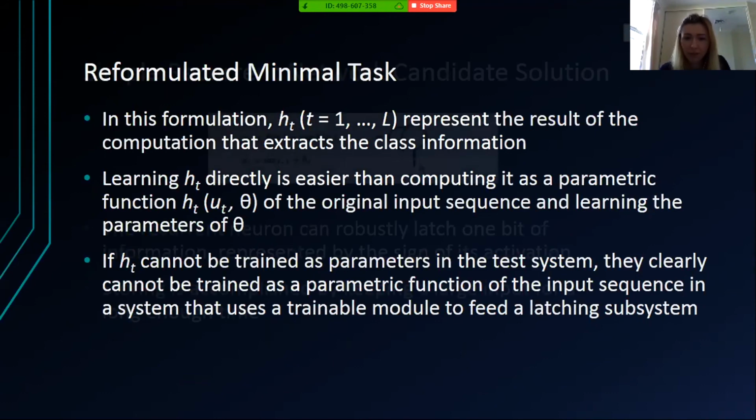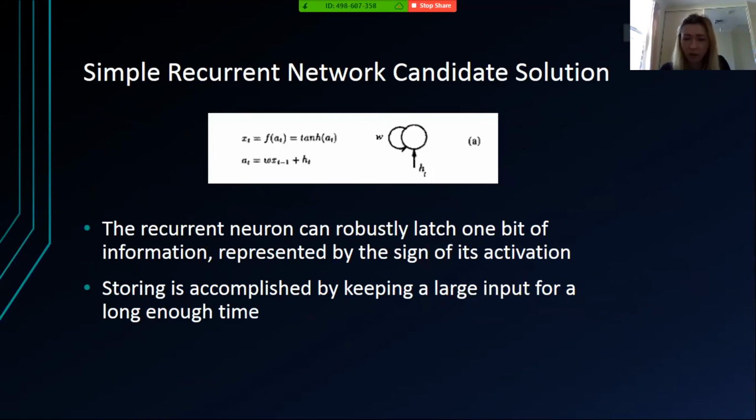Before I go to another section, are there any questions?